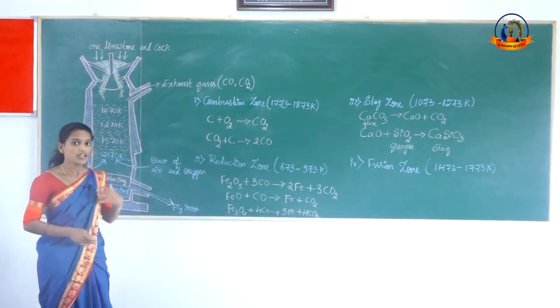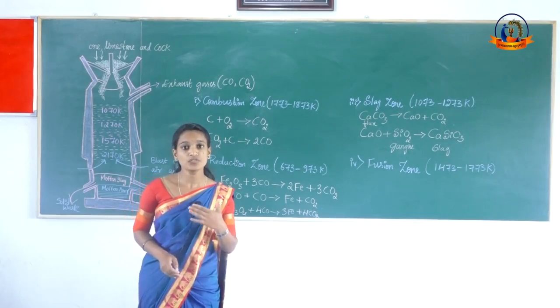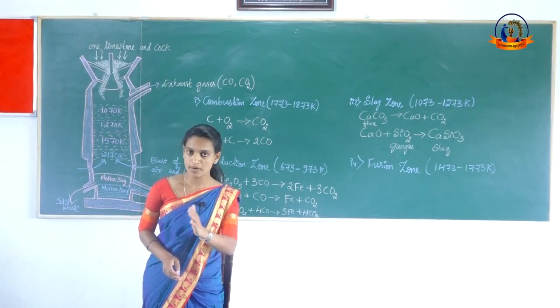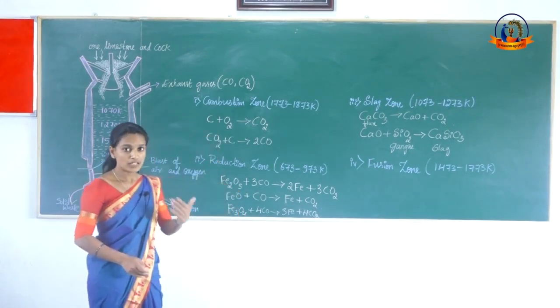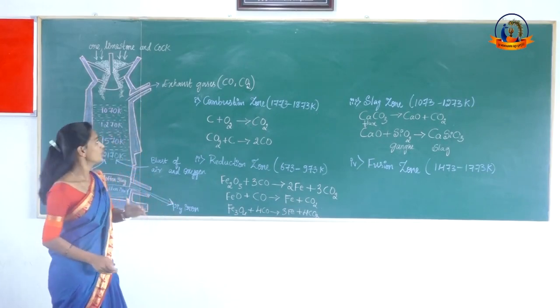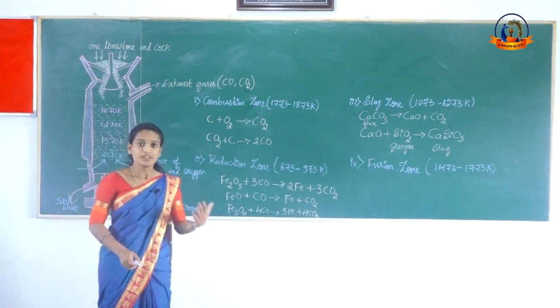Today we are going to discuss the extraction of iron from oxide ore. As we know, an ore consists of a lot of impurities, isn't it right? So we have to remove the impurities and convert that ore into a particular metal. We are going to convert the iron oxide, the iron ore, into iron form. We know that the iron ore is hematite.